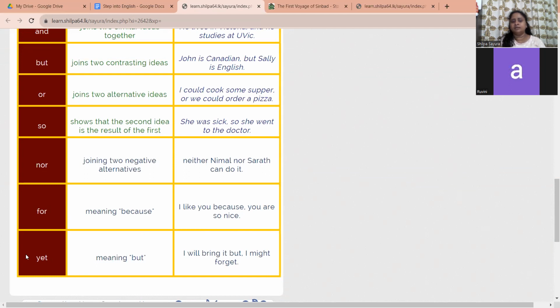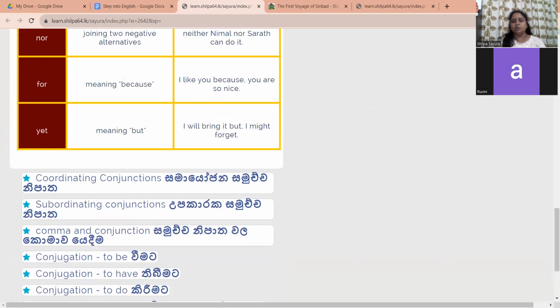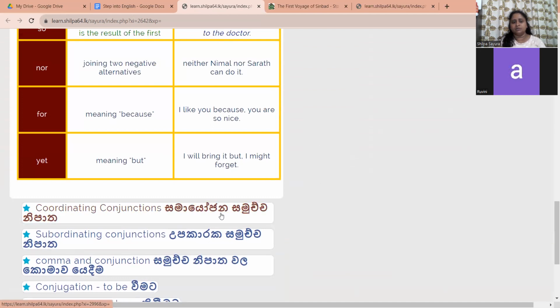And then there's another conjunction, which is "yet". So it gives the meaning "but". I will bring it, but I might forget it. I will bring it, yet I might forget. I will bring it, but I might forget. Okay, so these are conjunctions and coordinating conjunctions.